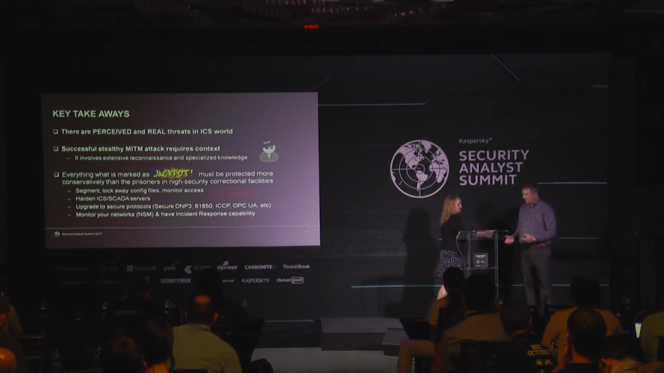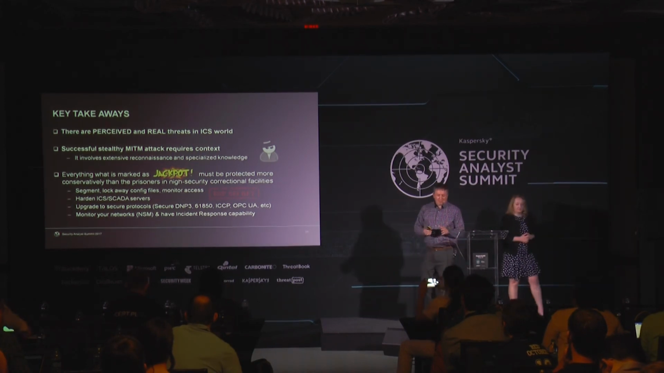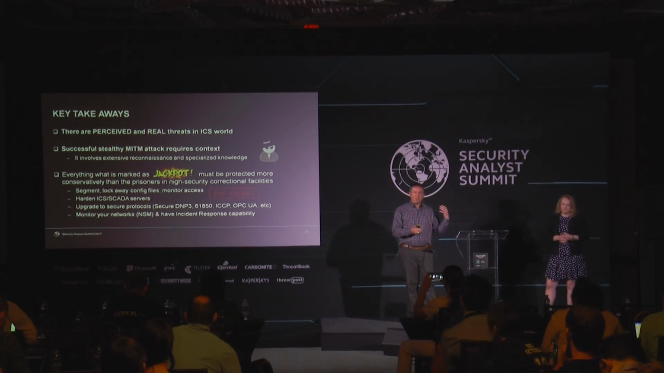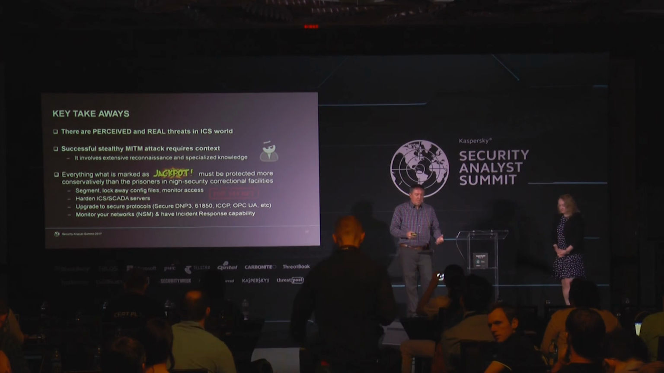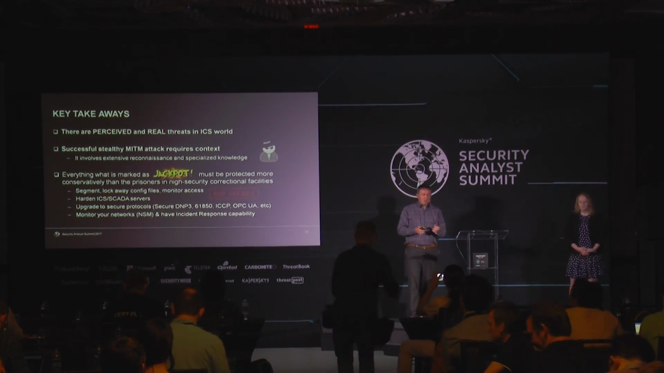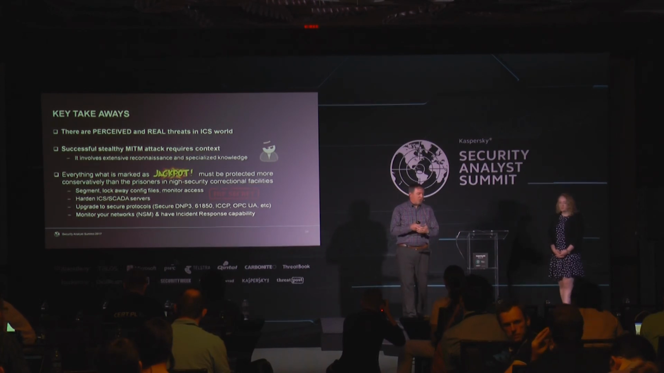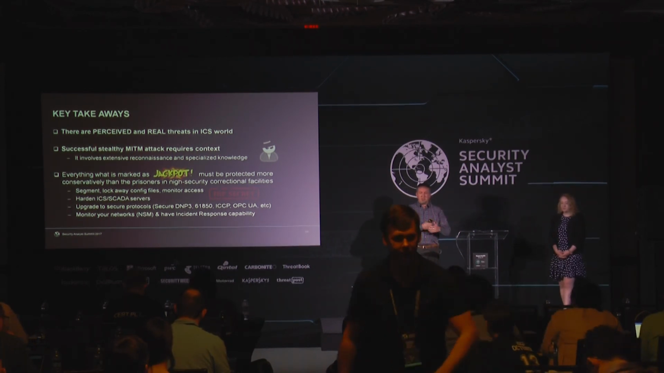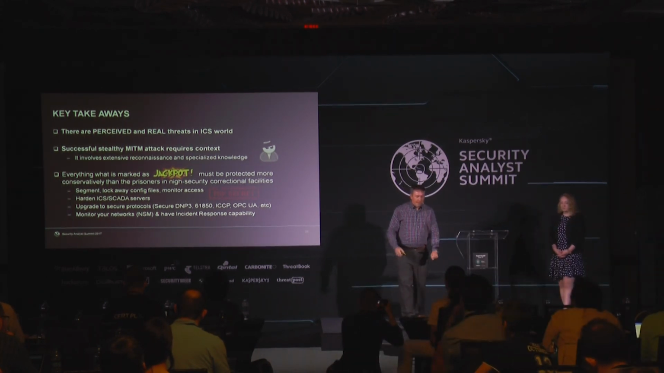So our key takeaways: there are real threats in ICS, we know this, they're coming after it, we've seen it, and there are probably attacks that we don't know about. To do a stealthy man-in-the-middle attack requires that engineering context, and it involves extensive reconnaissance and specialized knowledge. So just kidnap an engineer. If you try to kidnap me, my wife will come after you, and you're probably not like that.